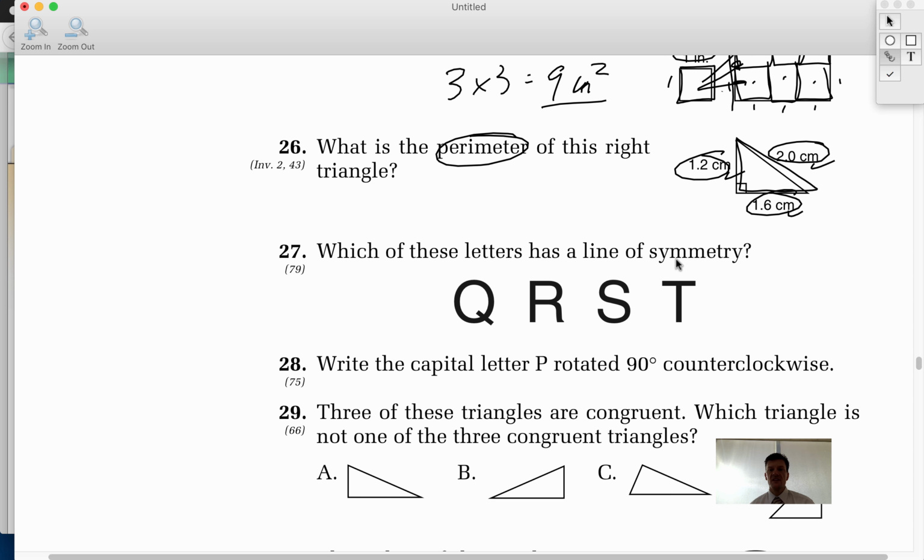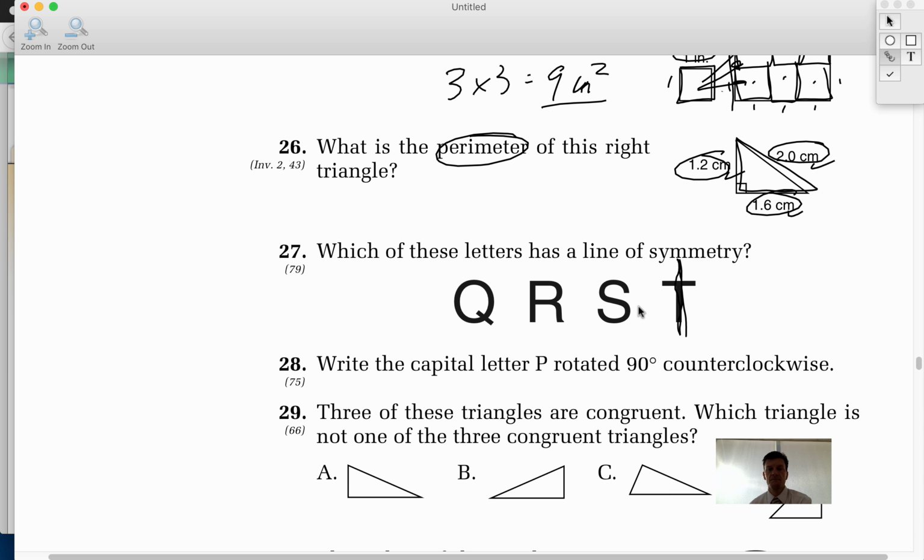Which of these letters has a line of symmetry? Remember, a line of symmetry is going to divide it right in half and have 2 equal parts. So Q, no. R, no. S, doesn't look like it. T, I think, is the only one. Right down the middle of this T is going to have a line of symmetry.